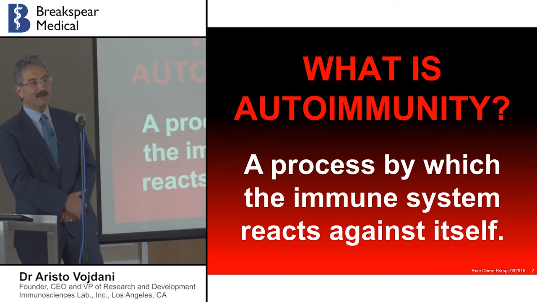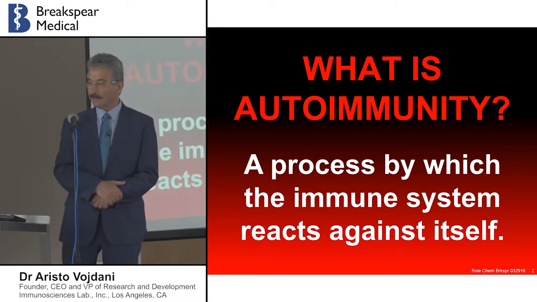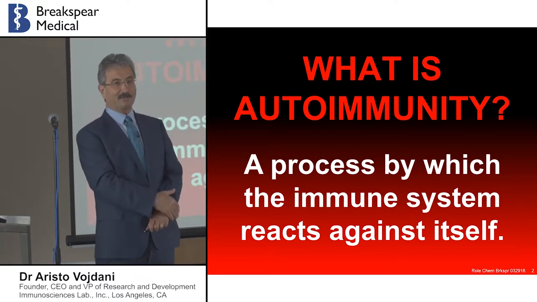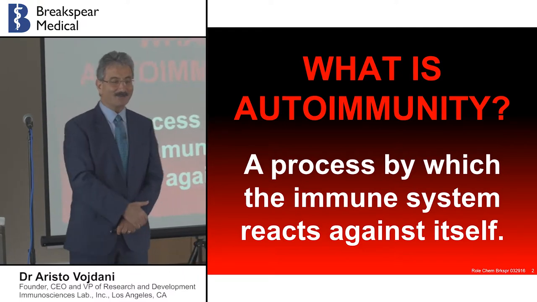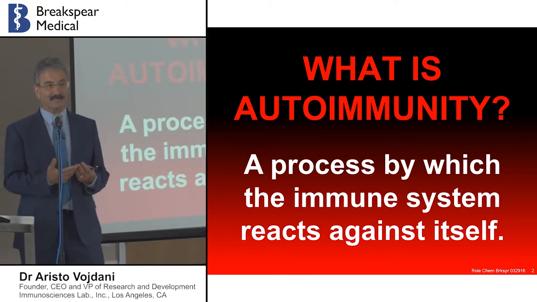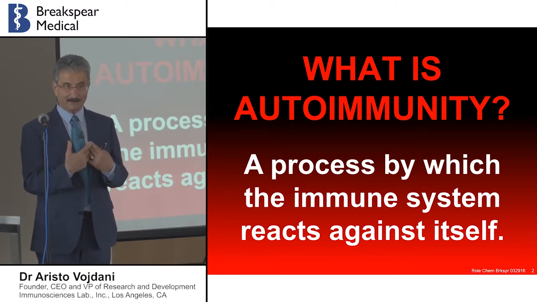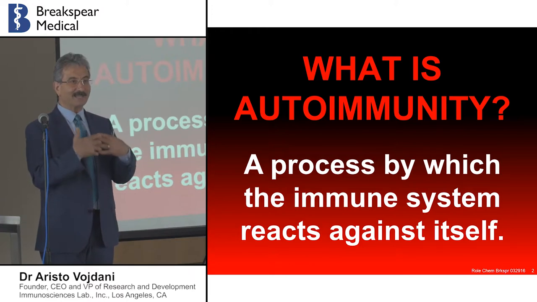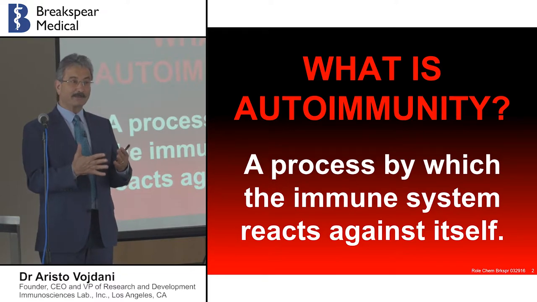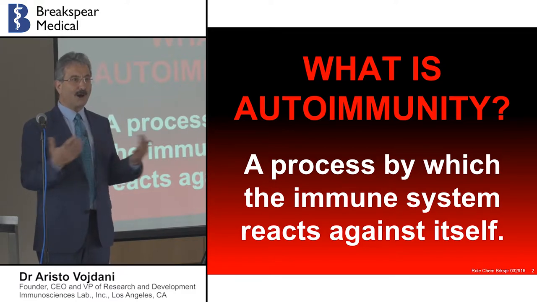What is the role of environmental chemicals in autoimmune diseases? Again, thank you very much for your presentation. You made my life much, much easier. But what is autoimmunity? It is a process by which the immune system reacts against itself, and that's unusual. Our immune system is made to react against foreign material, not against our own tissue. And so therefore, we have to ask why? If the immune system is attacking our own tissue, why?